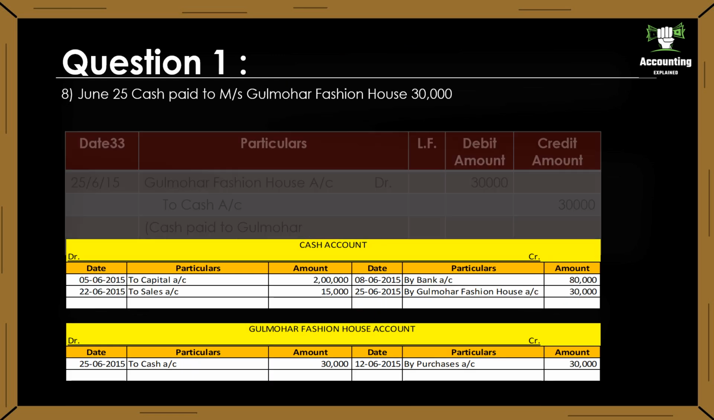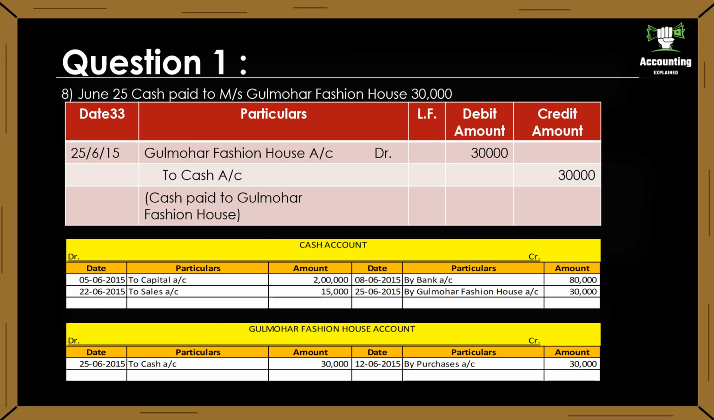On June 25, cash paid to Messrs. Gulmohar Fashion House rupees 30,000. We purchased on credit, now we are paying it back. Okay, so Gulmohar Fashion House already was a creditor to us. Now we are paying them back. Creditor, what did we do? We credited them. Since they are paying back, we are going to debit it to cancel that creditor. Gulmohar Fashion House account debit 30,000 rupees.